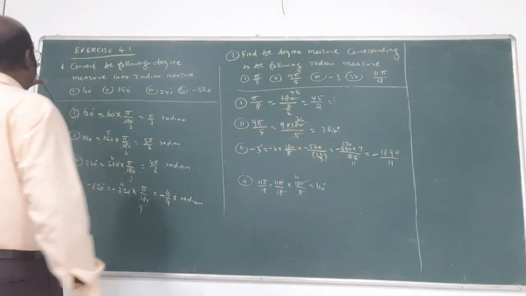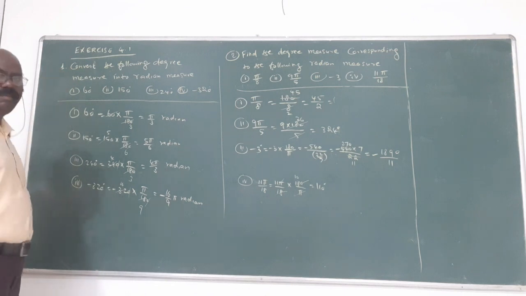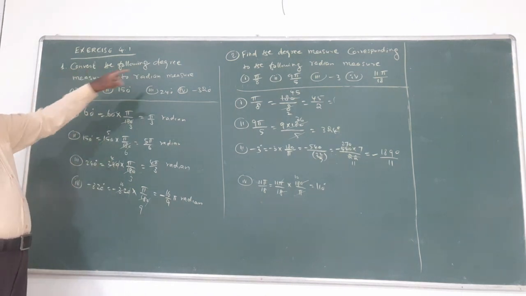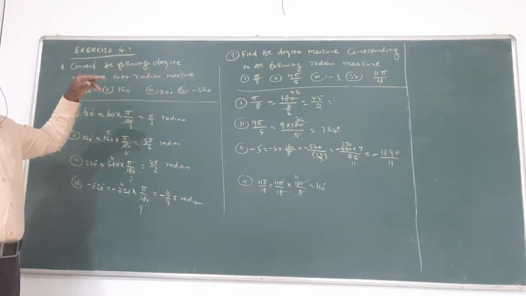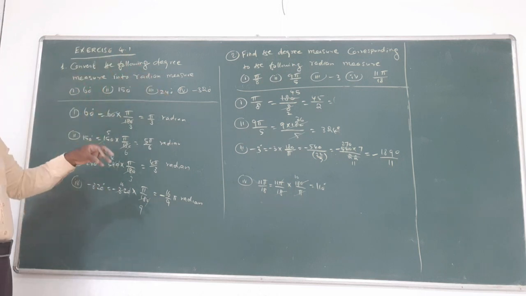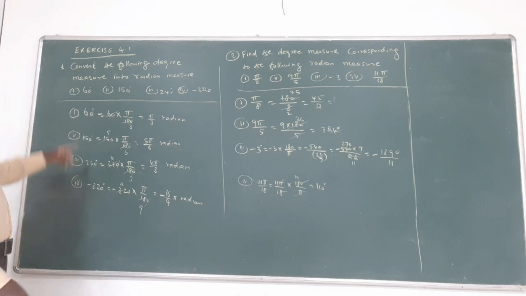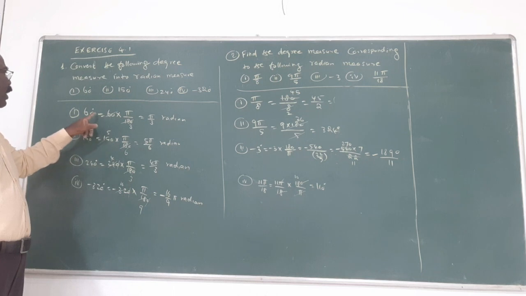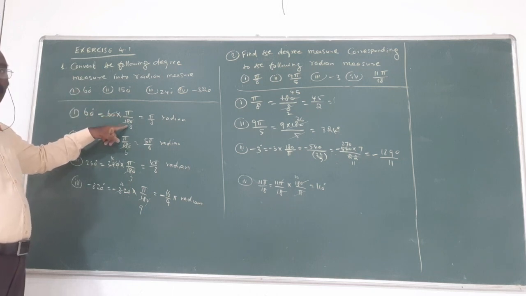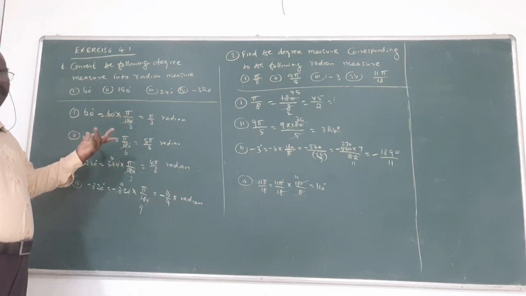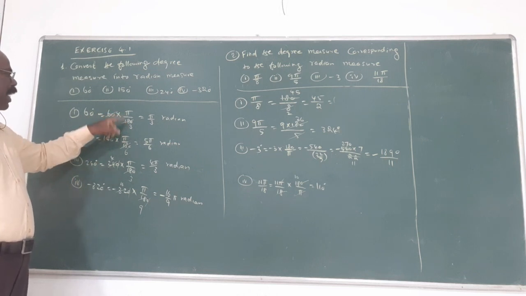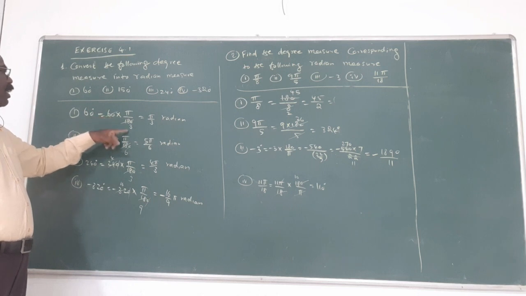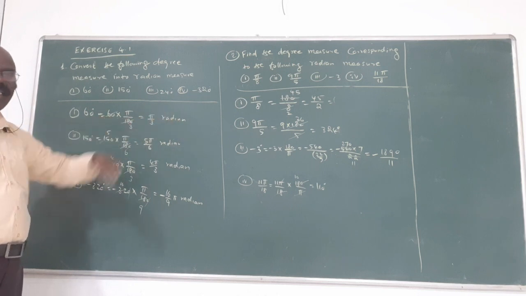Listen here. Exercise 4.1, first question. Convert the following degree measure into radian measure. Radian measure means the answer has pi in it. 60 degree can be written as 60 into pi by 180 radian, since 1 degree is pi by 180 radian. That is the formula. You want to introduce pi, so you multiply by 1 degree, which is pi by 180. Now 180 cancels with 60, 3 times. Pi by 3 radian is the answer.